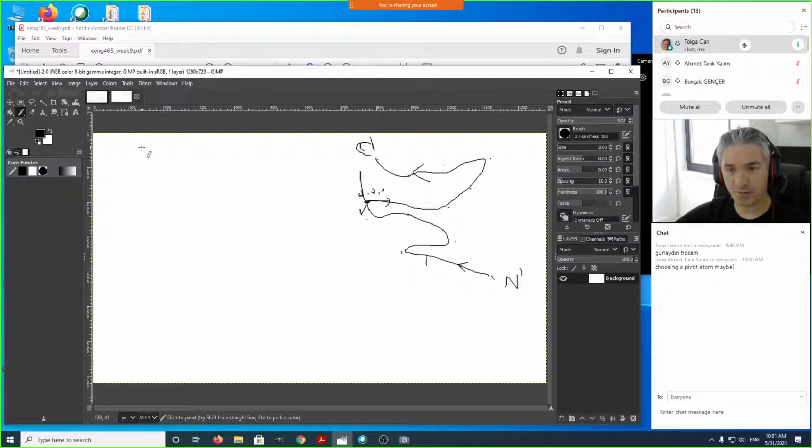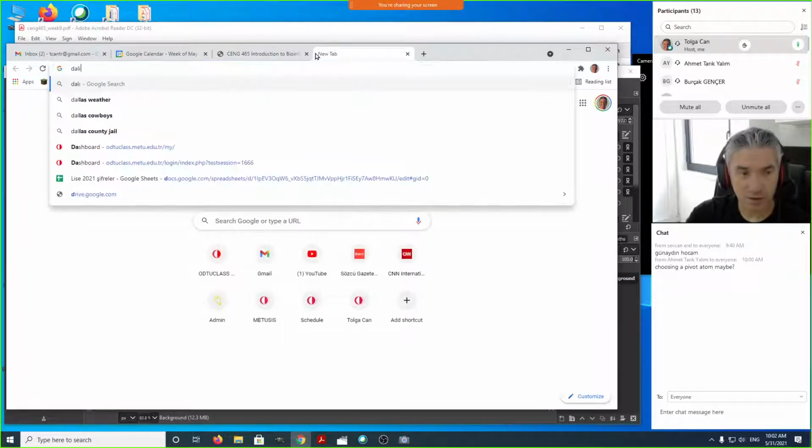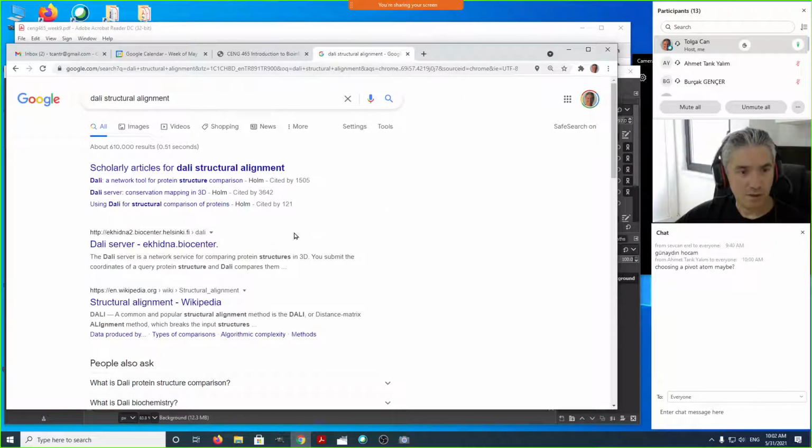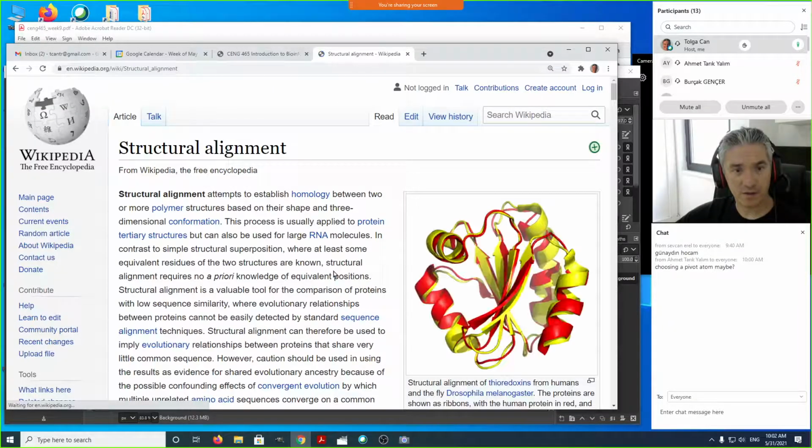Many algorithms use this feature, not only DALI. There is an algorithm named combinatorial extension, CE. These were maybe the first papers I read during my PhD when I started looking for a method for structural alignment. CE was developed by researchers from UC San Diego. And DALI is also a famous method. They have a DALI server now. I think in Wikipedia they also talk about the history.